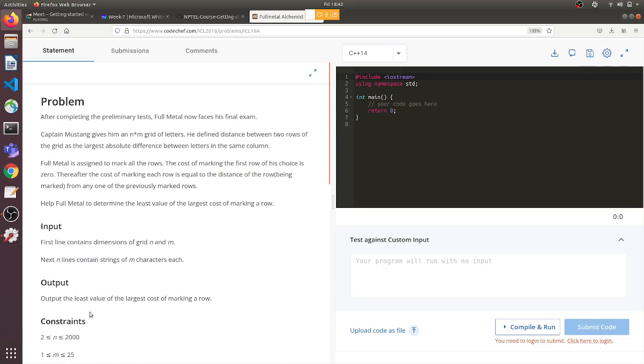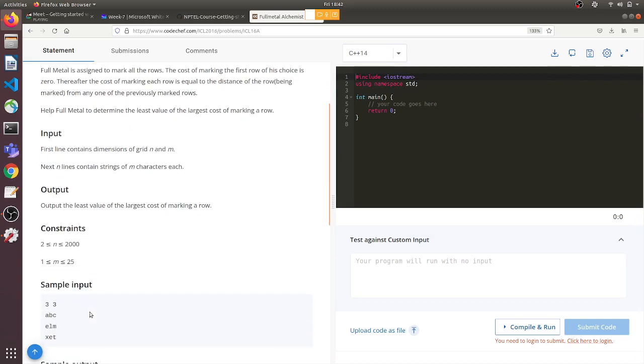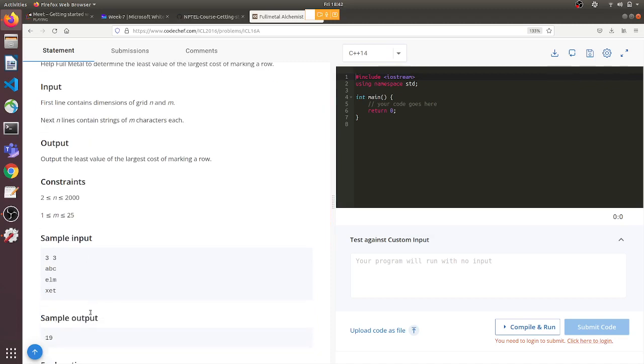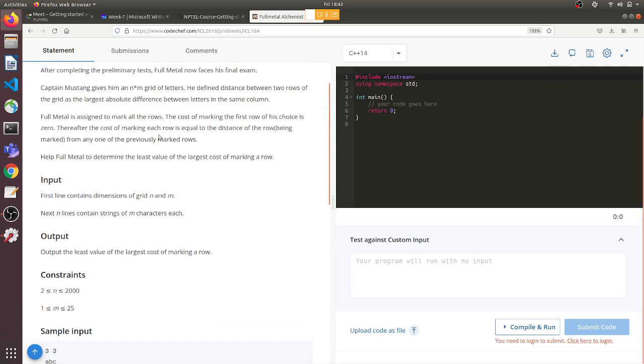And now the whole process, like marking every row. So we encounter several edges, and we have to return the largest edge that we get while doing it in a minimum distance. Something like that. Oh, so when you're saying therefore the cost of marking every row is equal to the distance.